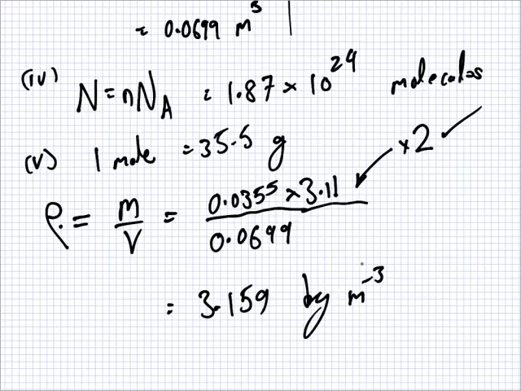I think that was actually a good question. How many formulas did you need to use for this question? 2, 3. Well, really only one. PV equals nRT. And the density formula. I barely count that as a formula. Yeah, density, that's more of a definition of density.